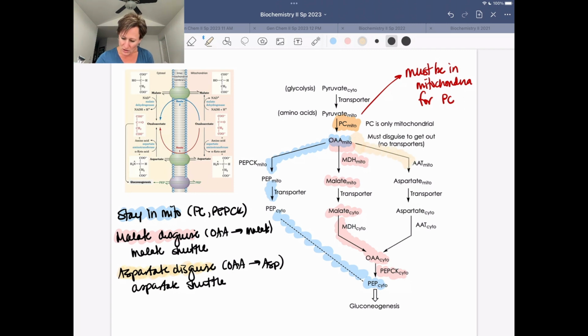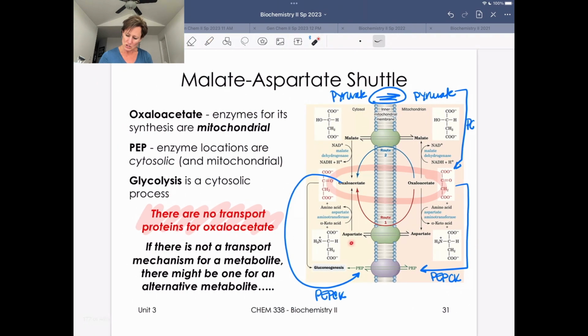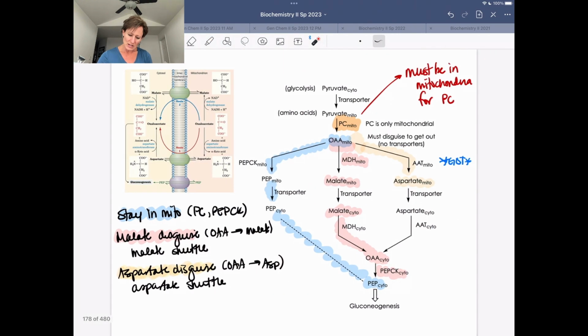So come over here, that enzyme AAT, I'm going to highlight that. Sometimes you see historical, this is called GOT. So if you see that, don't get confused. That makes aspartate in the mitochondria. We do have a transporter for aspartate. So now we're going to have aspartate that can go from the mitochondrion into the cytosol. And then we have a cytosolic version of AAT, which can make it back into oxaloacetate. And then once we've got oxaloacetate in the cytosol, that cytosolic version of PEPCK can convert it into phosphoenolpyruvate. And now we're ready to go through gluconeogenesis by reversing glycolysis enzymes.